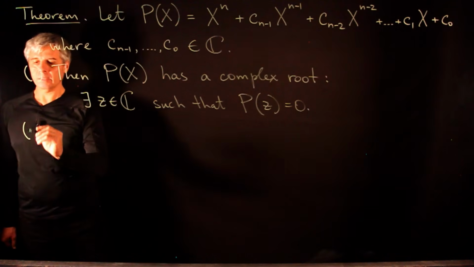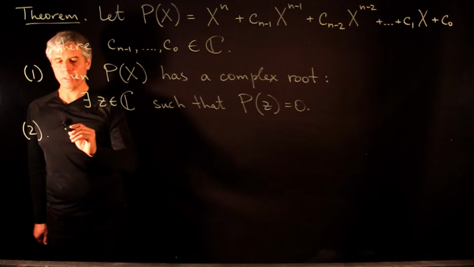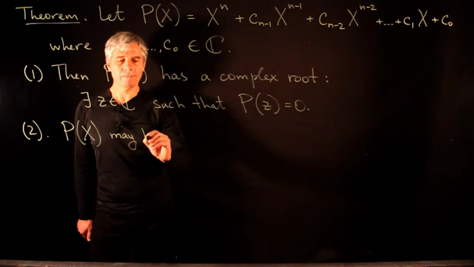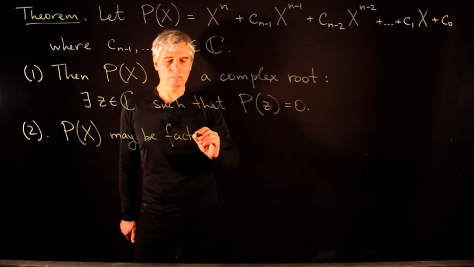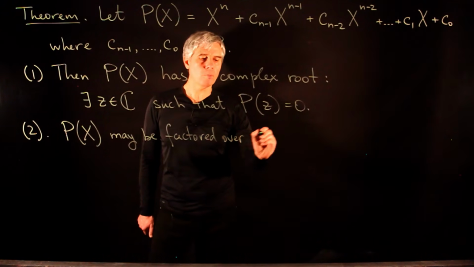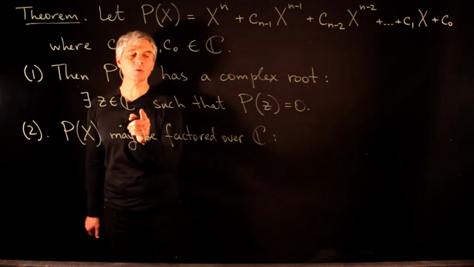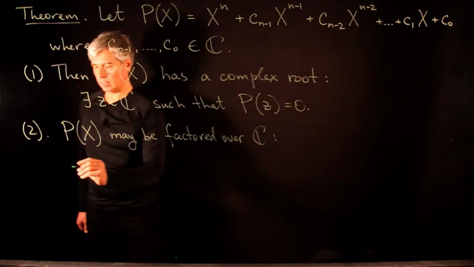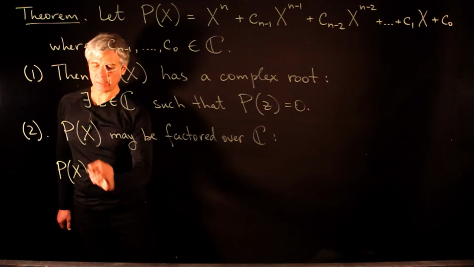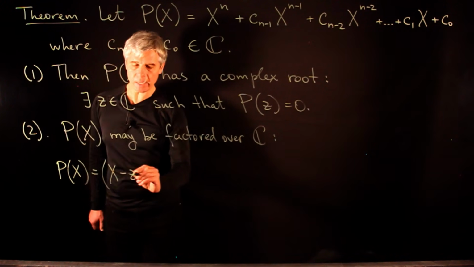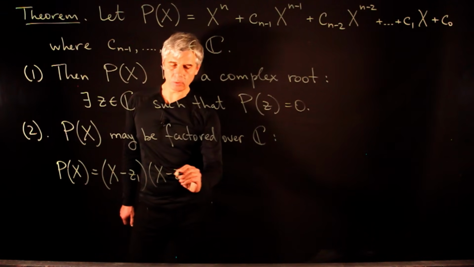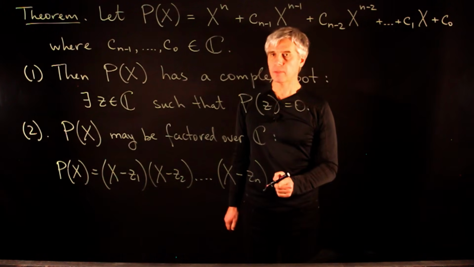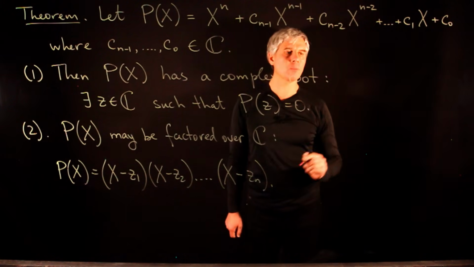And the second property is even stronger, that P of x may be factored over complex numbers. So that is, it has not just a single root, but by induction we can prove that it has n roots. And so P of x can be factored as x minus z1 times x minus z2 dot dot dot x minus zn. This is an extremely powerful property of complex numbers.